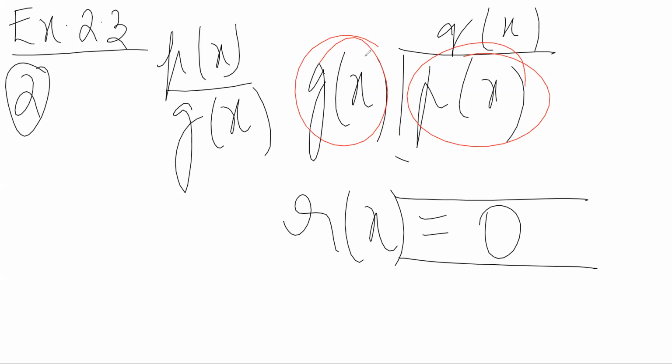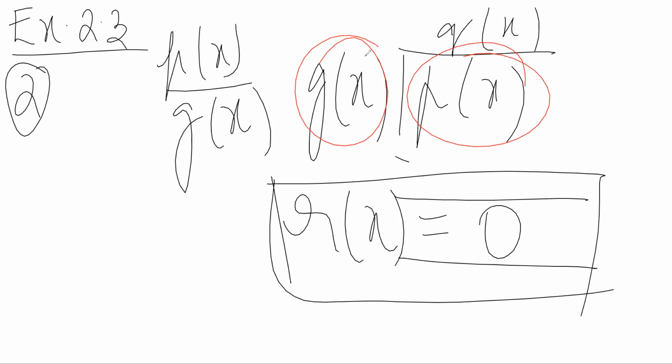So what do you mean by a factor? Factor means it completely divides. So g of x should be a factor of p of x means the remainder is 0. That means it completely divides p of x. So when you get r of x as 0, then g of x is a factor of p of x.